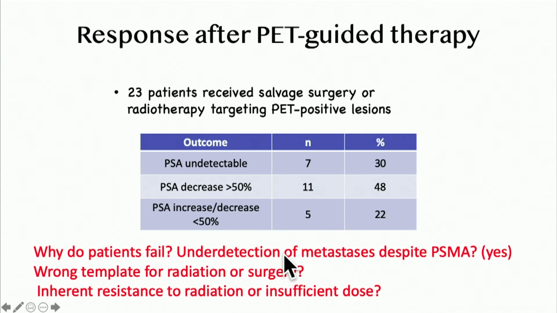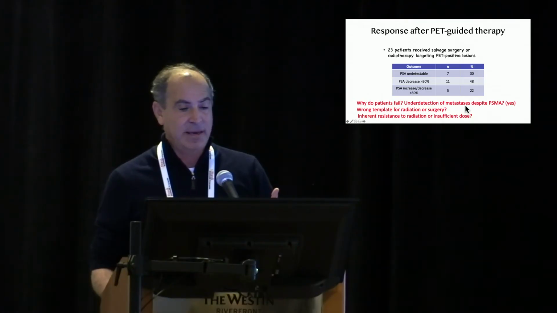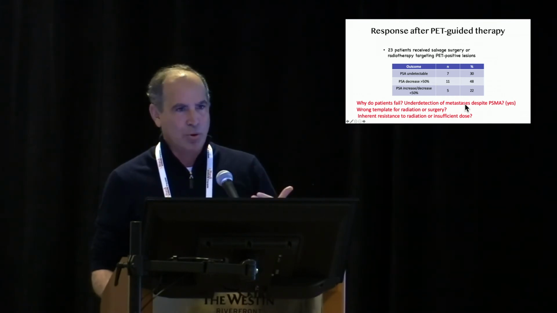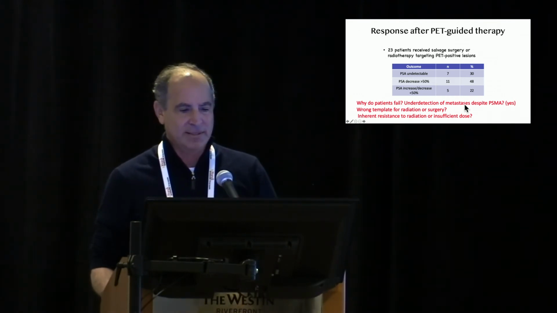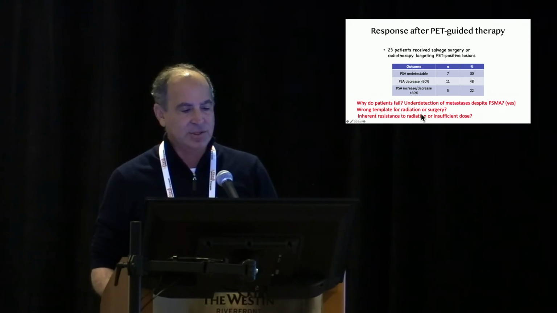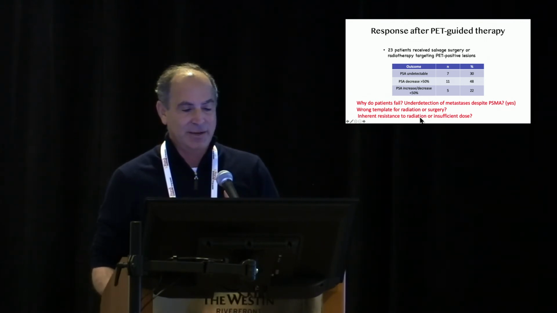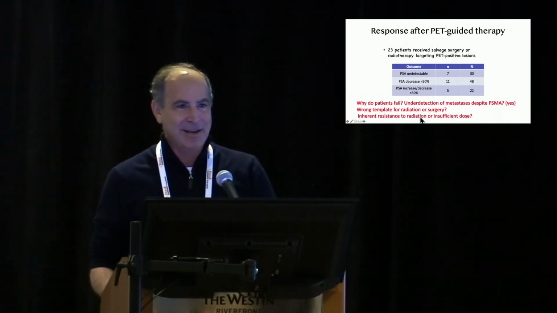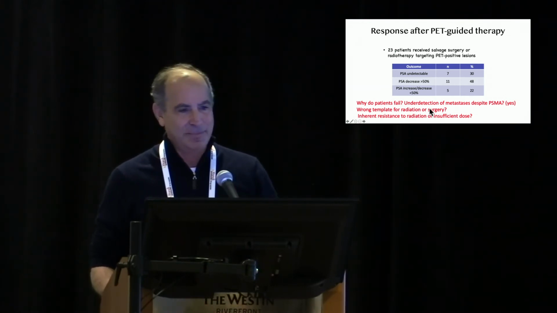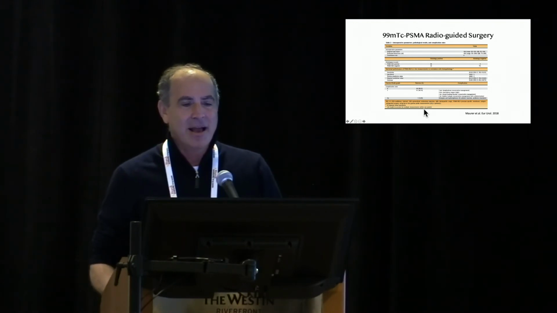So why do patients fail? It could be under detection of metastatic disease. Definitely yes, because PSMA will not detect lesions less than 2 or 3 millimeters, so you're going to miss them. And every time I do a salvage node dissection, there are more nodes that are positive than what we saw in the scan. Did we use the wrong template for radiation? Are the nodes that are involved actually outside the standard templates for radiation? Or is there inherent resistance to radiation? Although somebody said yesterday, there's no such thing as inherent resistance to radiation. I would beg to differ biologically, but we could discuss that later.